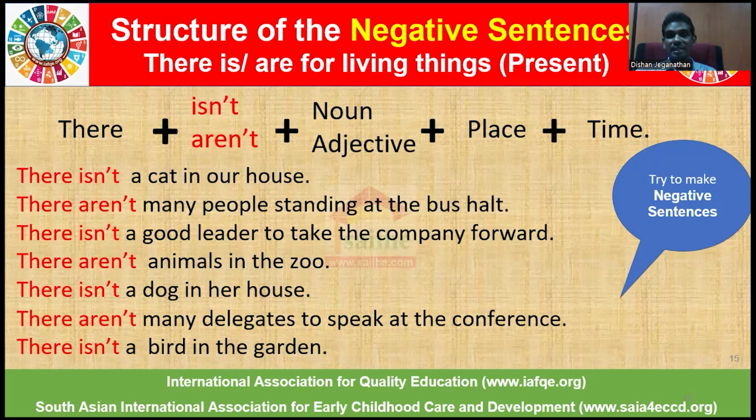There aren't many delegates to speak at the conference. Delegates is plural, hence we make use of aren't. And the last one is there isn't a bird in the garden.